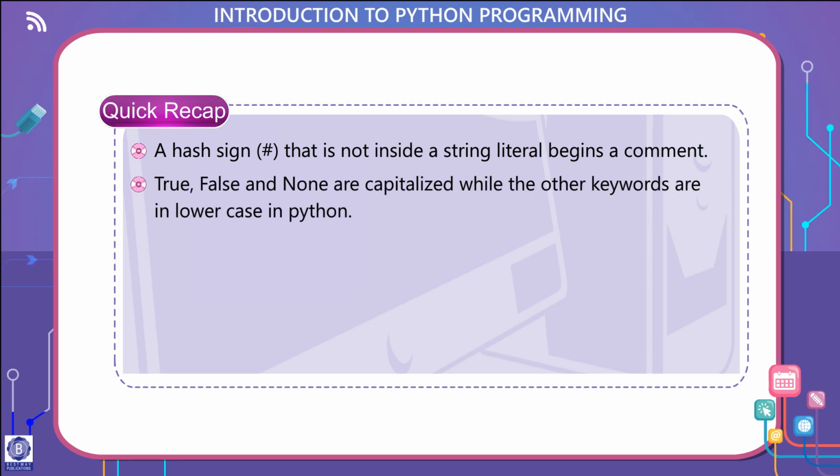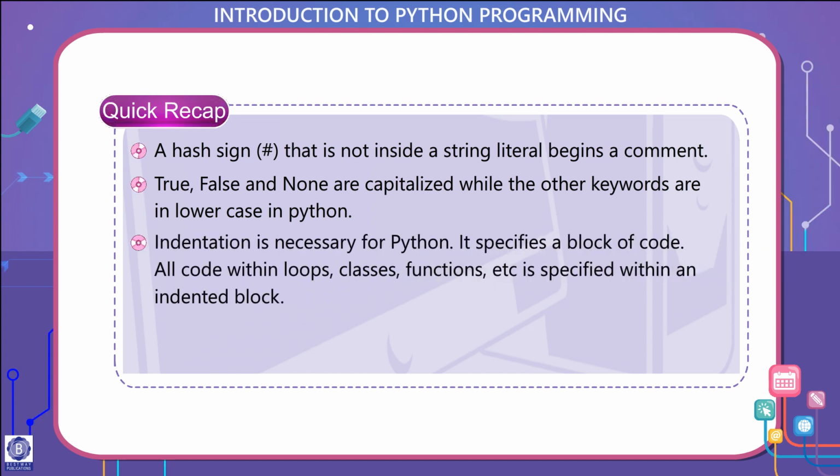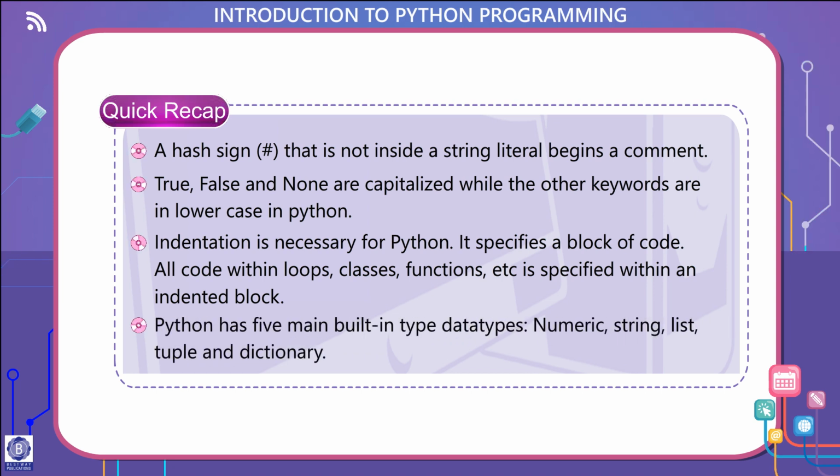True, False, and None are capitalized, while the other keywords are in lowercase in Python. Indentation is necessary for Python. It specifies a block of code. All code within loops, classes, functions, etc. is specified within an indented block. Python has 5 main built-in data types: numeric, string, list, tuple, and dictionary.